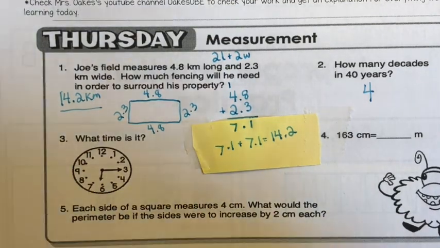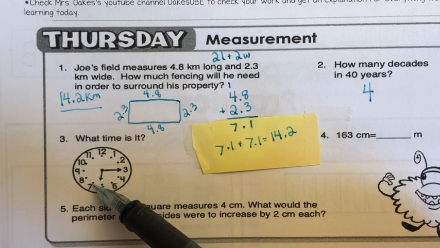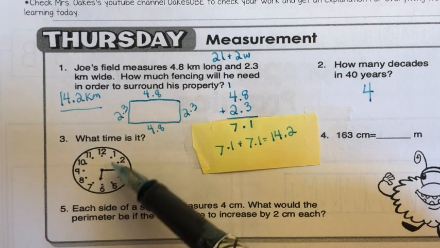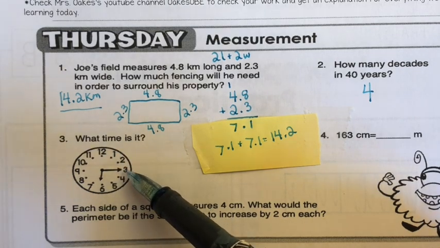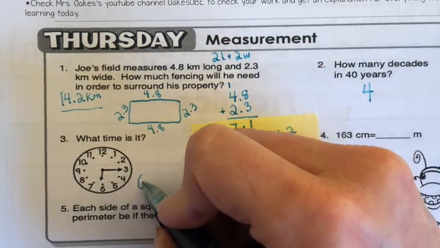Number 3, what time is it? Okay, so we look, all right, it's after 6, not quite 7. It's definitely after 6 though. So 6, 5, 10, 15. It is 6:15.